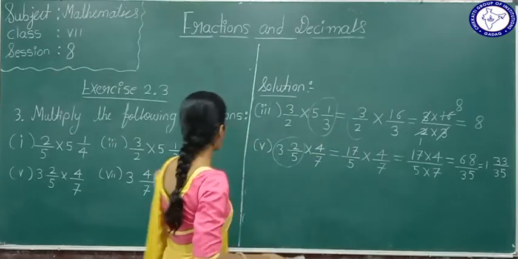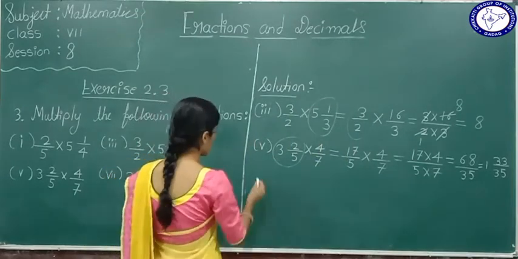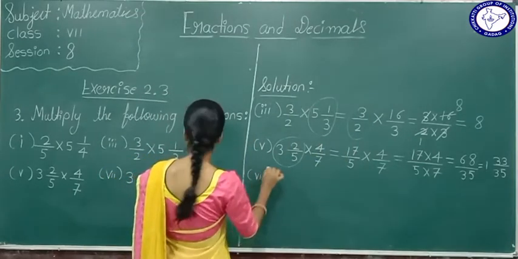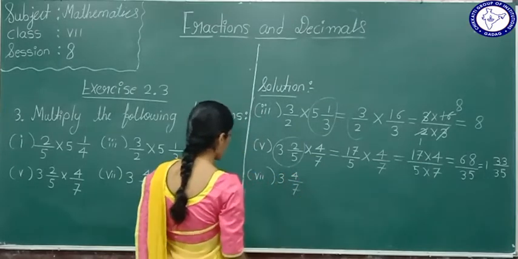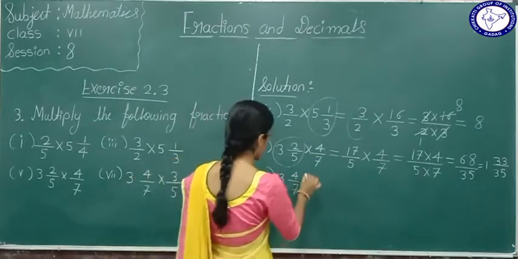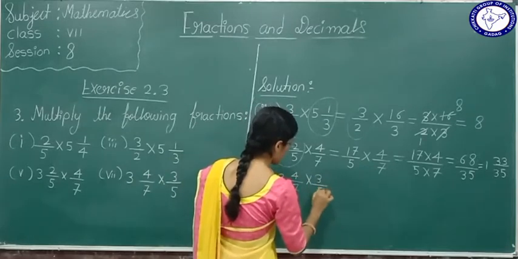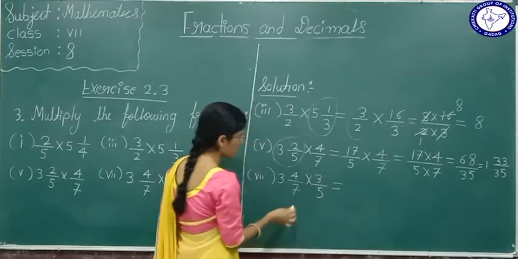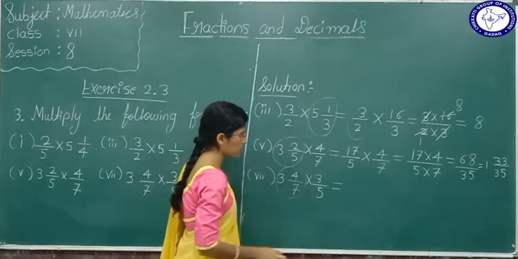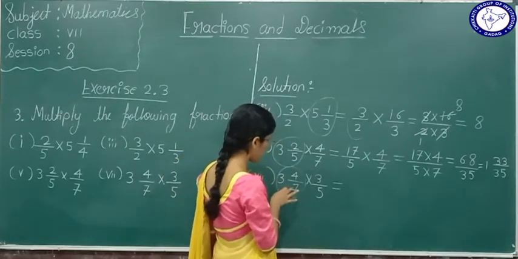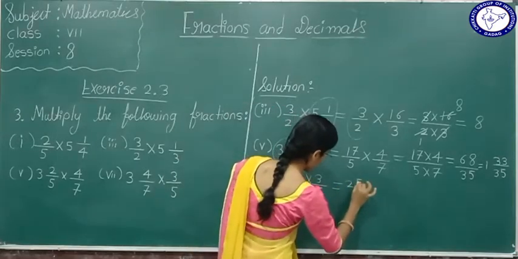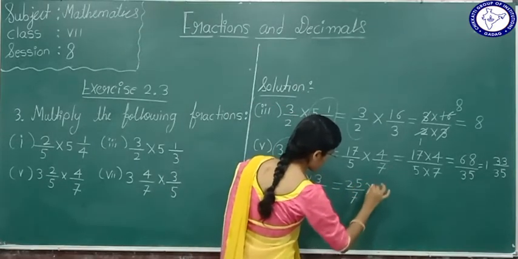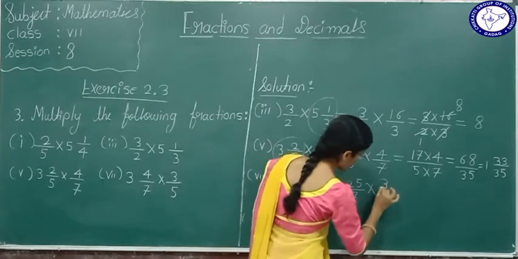Okay. Similarly, now we will go for the 7th one. 3 integer 4 by 7 multiplied by 3 by 5. Okay. Here convert this mixed fraction into an improper fraction. What is that? 7 threes are 21, 21 plus 4 is 25 by 7 multiplied by 3 by 5.